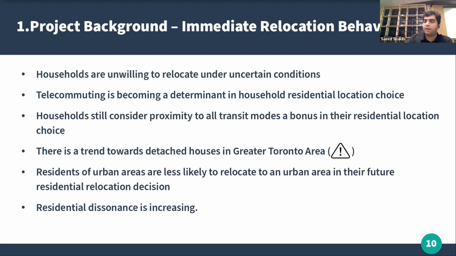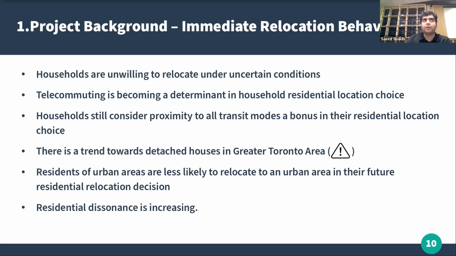Despite transit share dropping 24%, we observed that people still consider proximity to transit a bonus in their future residential relocation. We also observed a trend towards detached houses in the Greater Toronto Area, but we could not check if this is more or less than before, because we did not have comparable data from before. So overall, people are more inclined to detached houses, but we could not say if the pandemic has increased or decreased it.